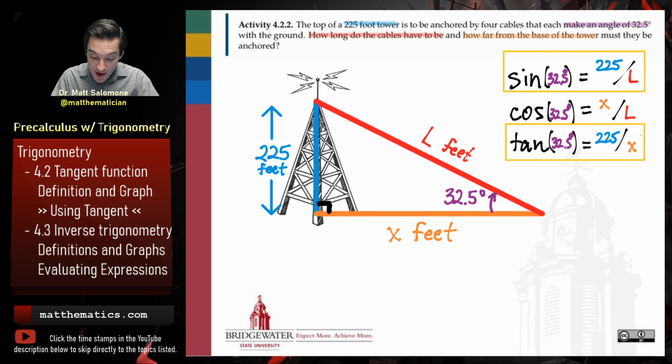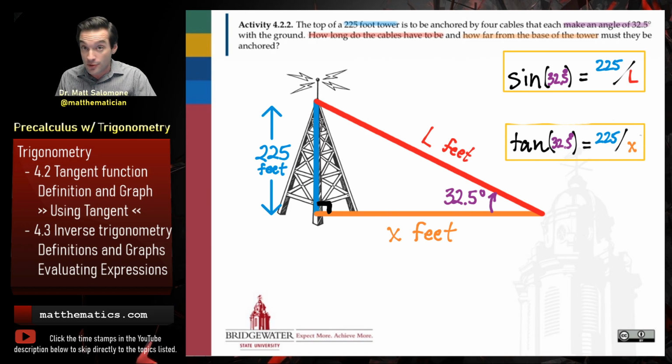So I can use the sine of this angle, 32.5 degrees, to solve for the length that I need for my cable. I can solve this for L. And I can use the tangent of 32.5 degrees to solve for x, how far away my anchor has to be from the base of the radio tower. And for the cosine, let's just forget about it, because it's going to have both of my unknowns in it. It's probably not going to be as directly useful. So let's take a moment and just algebraically solve these two equations for their unknown.